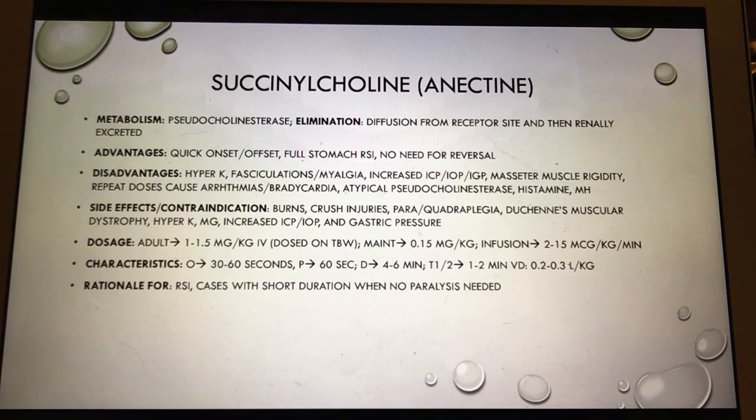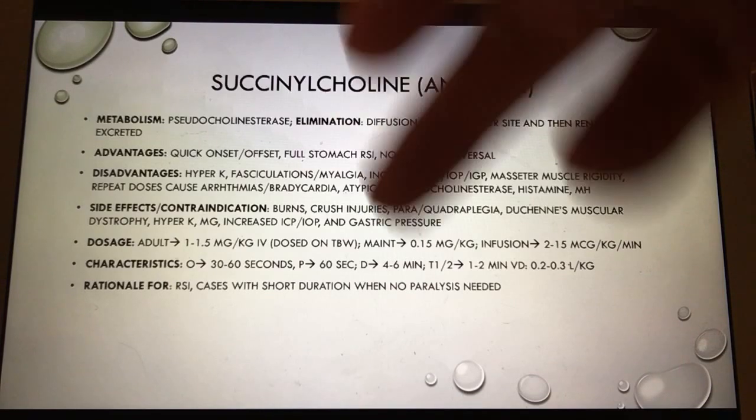Some characteristics of succinylcholine: you'll have a very quick onset, like we said, anywhere from 30 to 60 seconds. You can have a peak time in your muscle blockade of 60 seconds, and it can last as long as 4 to 6 minutes, with a half-life of 1 to 2 minutes. The rationale for using succinylcholine, like we went over earlier, you can use it in your rapid sequence induction or cases with short duration when no paralysis is needed.